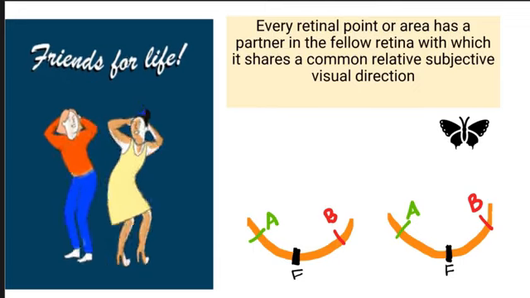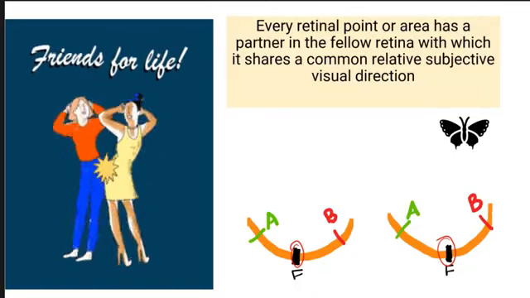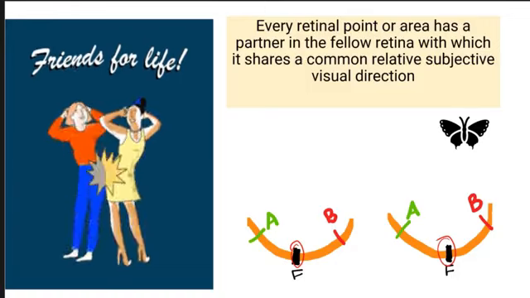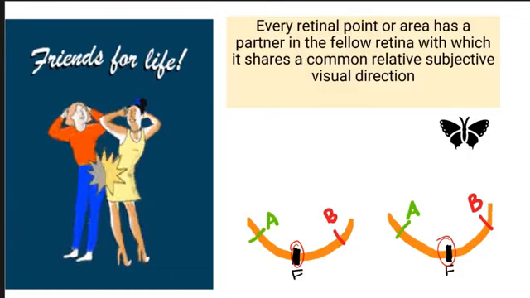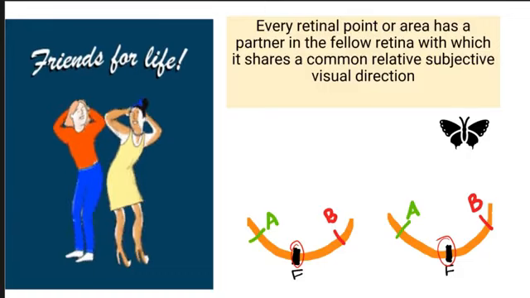Now this doesn't happen just with the fovea. So what I mean to say is, obviously this fovea and this fovea are going to have this common visual direction, but apart from that, every retinal point, as a matter of fact, which is present on the retina, is going to have a partner in the fellow eye or in the fellow retina with which it is going to share such a similar common relative subjective visual direction.